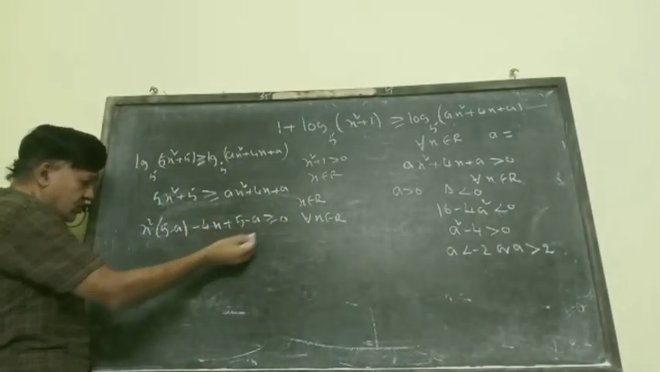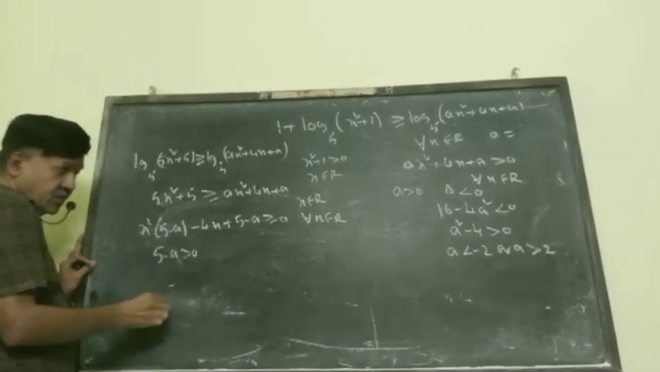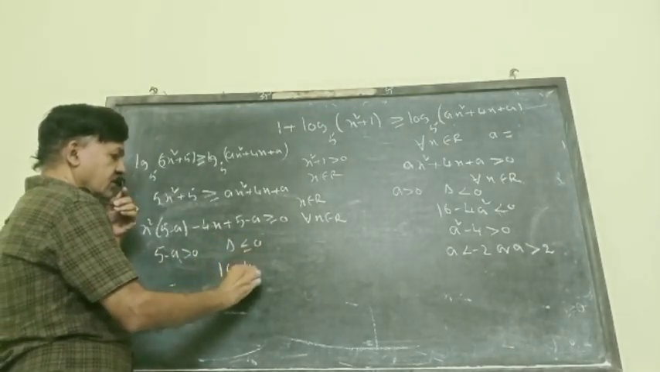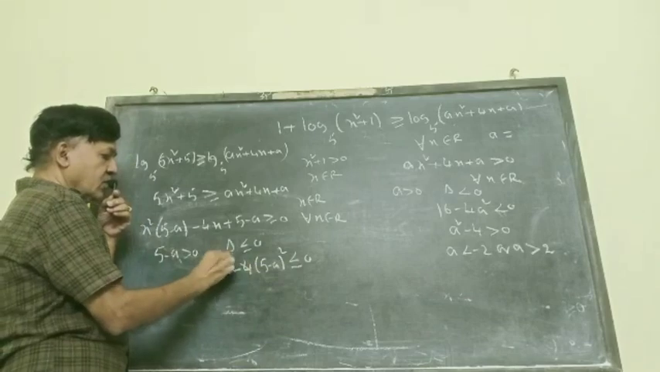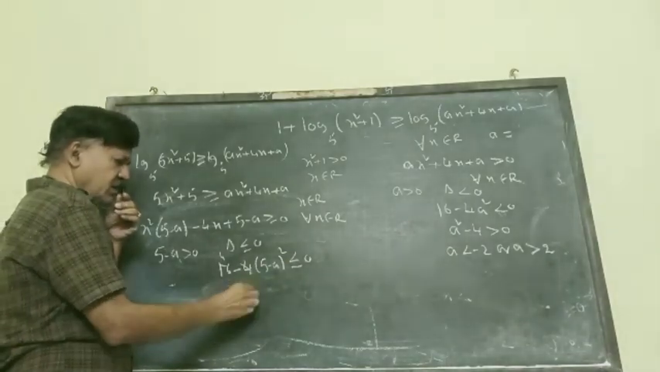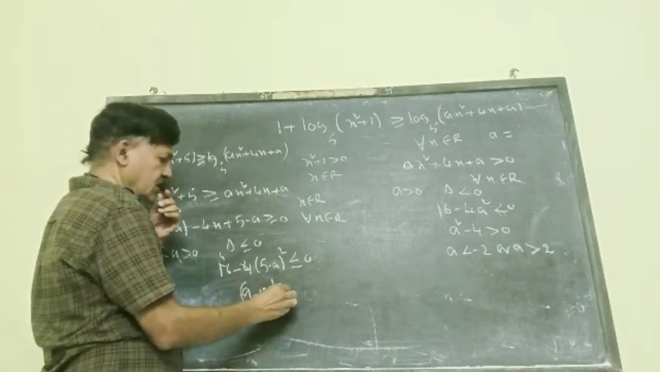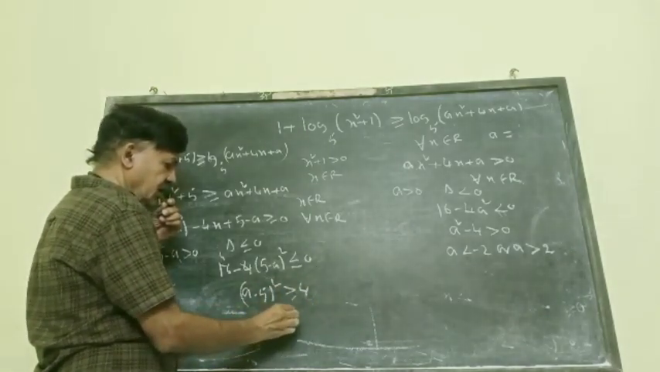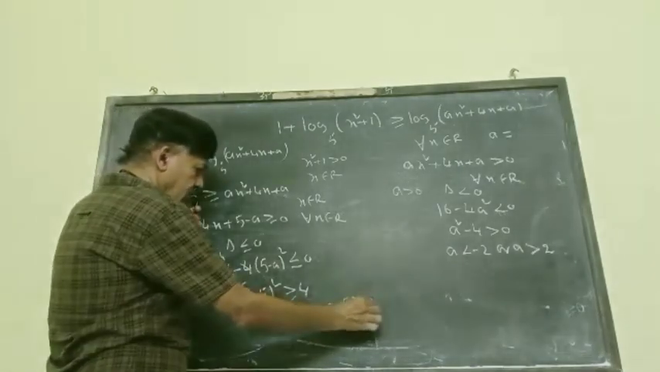A quadratic expression greater than or equal to 0 means the x square coefficient is positive and delta is non-positive. So 5 minus a is greater than 0, and delta is less than or equal to 0: 16 minus 4 into 5 minus a whole square. Don't expand, we can write a minus 5 whole square, no problem. A minus 5 whole square is greater than or equal to 4. So a minus 5 is less than or equal to minus 2 or a minus 5 is greater than or equal to 2.